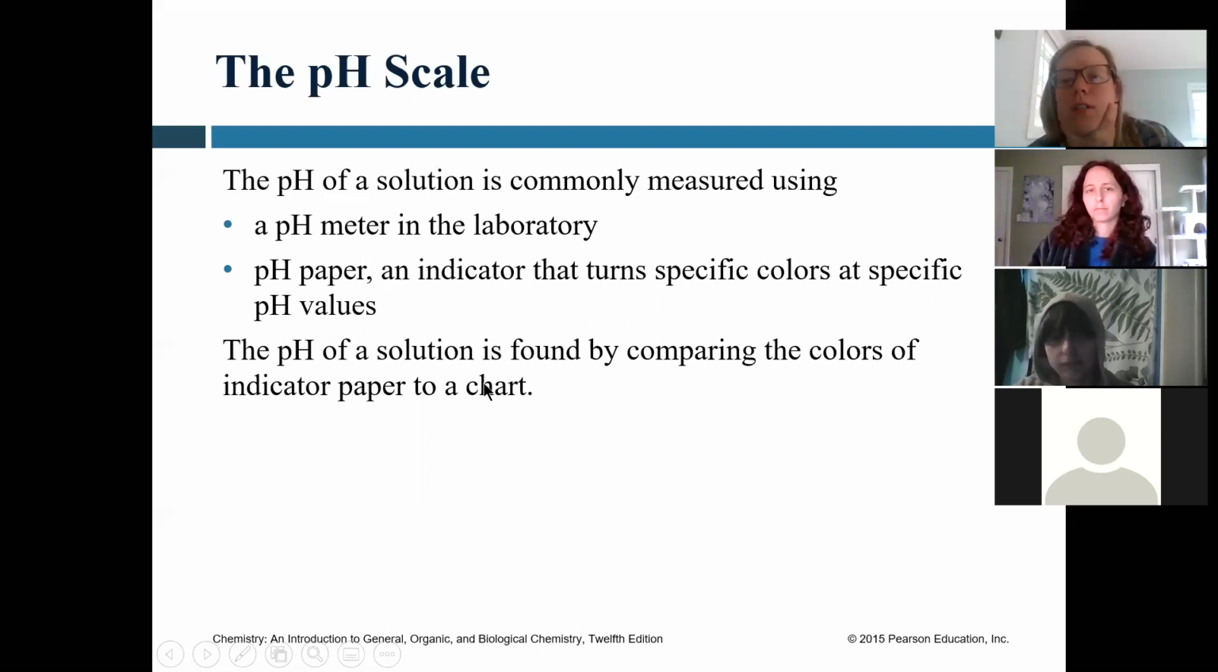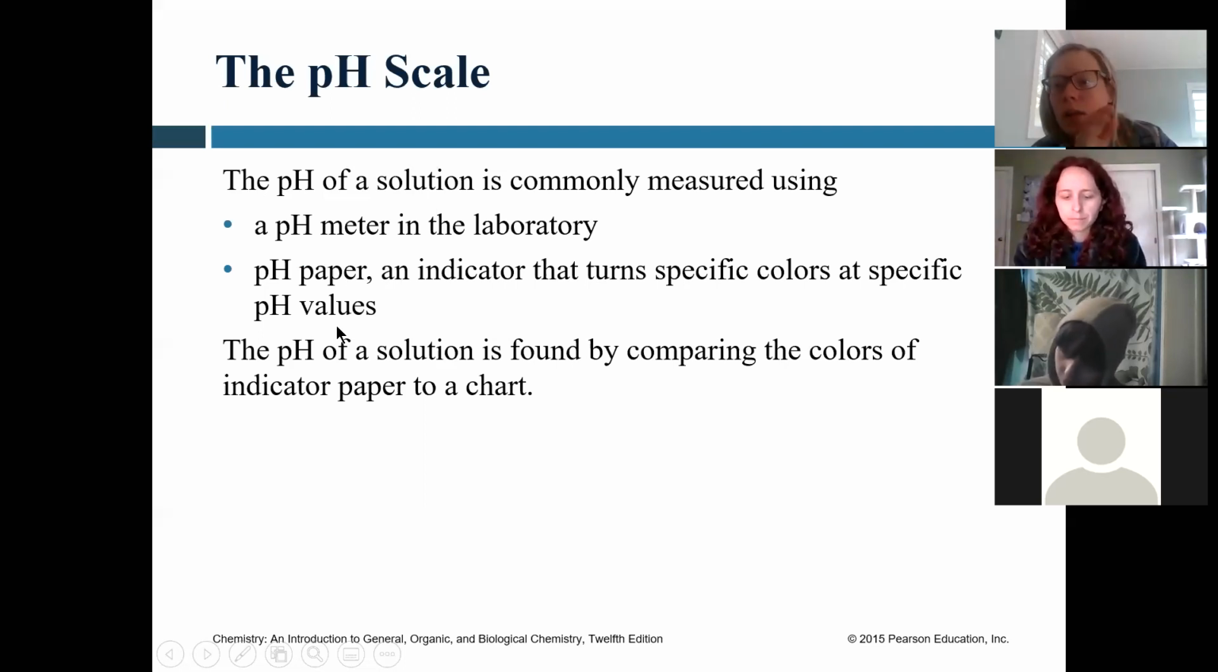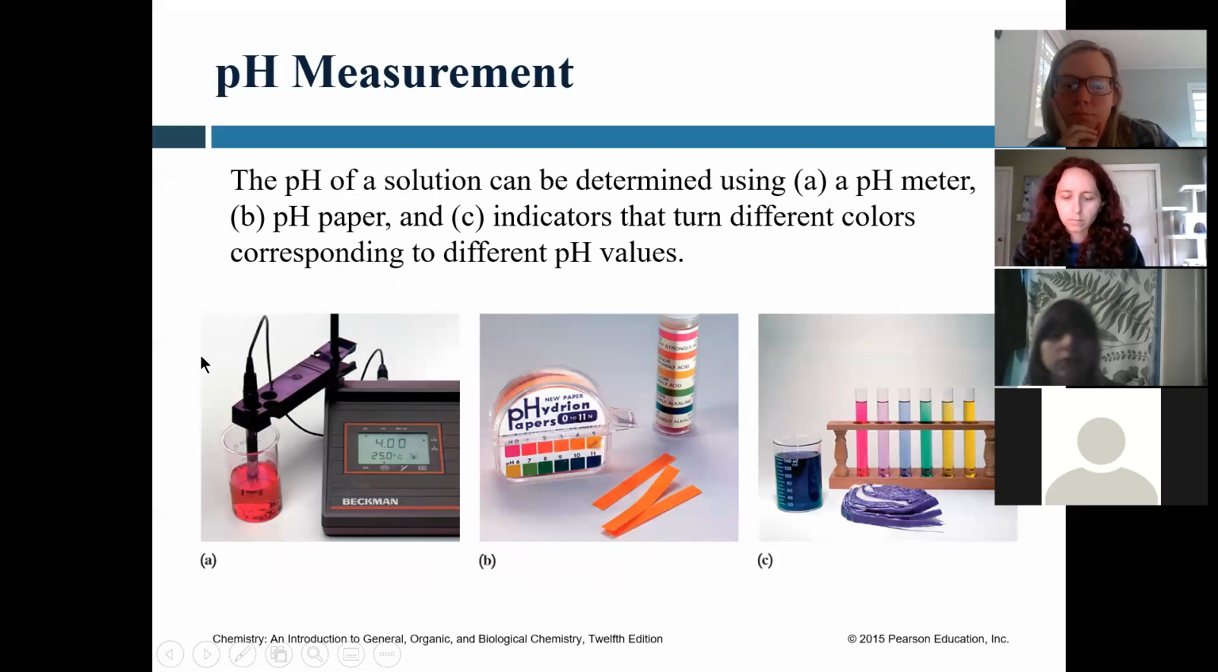The pH of a solution is commonly measured using pH meters in labs, and then there's also indicator paper, pH paper. You stick it in the solution and compare it to some sort of chart that has all the different color indicators. Here's just an electronic pH reader. Here is the pH paper, and then here they're using cabbage juice, because cabbage juice has anthocyanins in it, which will change color depending on what the pH is. You can measure pH that way too. That's definitely the most cumbersome.